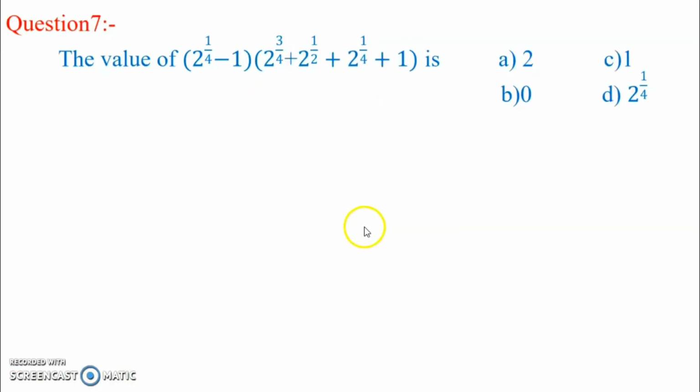Now coming to the end of this session, I will show a different method to find the value of such a quantity. You have to look at the least number here. You can observe that you have 2 raised to 1 by 4, 2 raised to 3 by 4, 2 raised to 1 by 2, and again 2 raised to 1 by 4. So this is the square root of 2, this is the fourth root of 2, and this is the fourth root of 2 whole raised to 3.